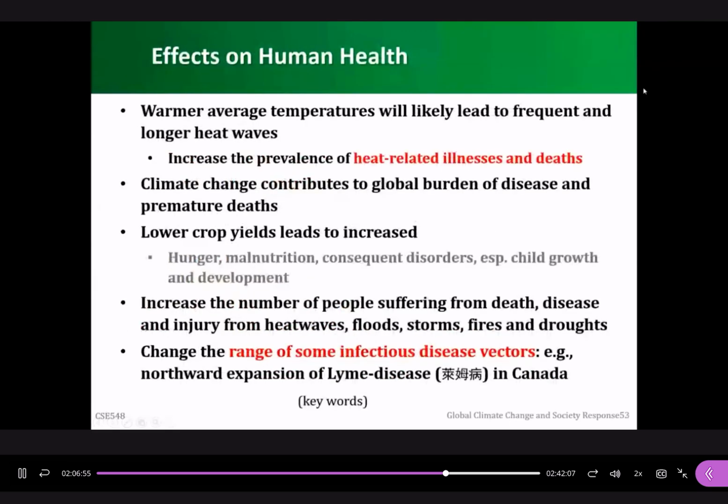Climate change will also induce some new diseases and health-related illnesses. Here you can see there will be some new infectious diseases in the northern part, such as Lyme disease in Canada. Extreme weather events can affect human health. Crop yield failure can also affect health because of malnutrition and starvation.